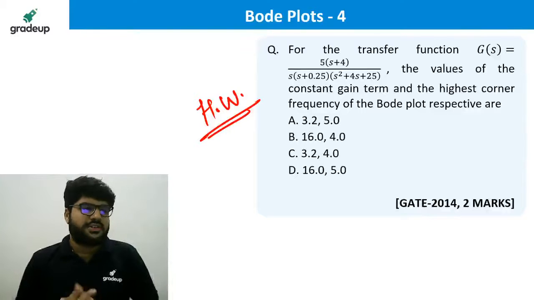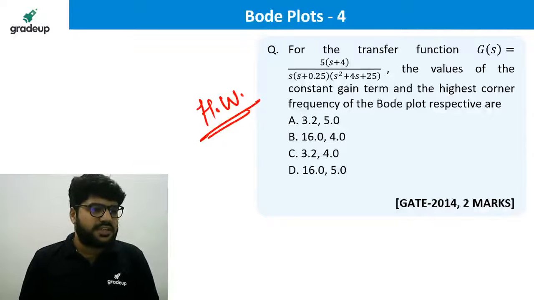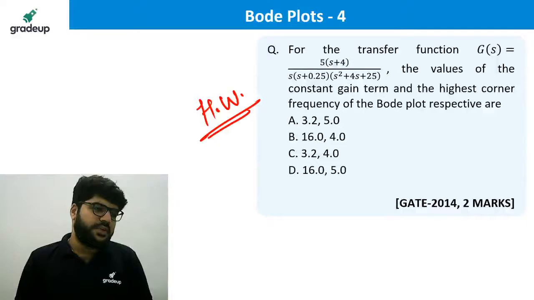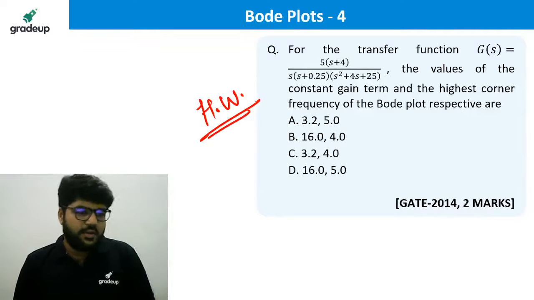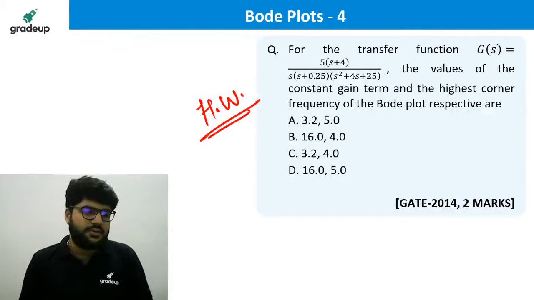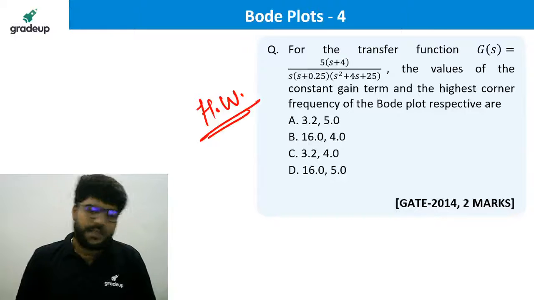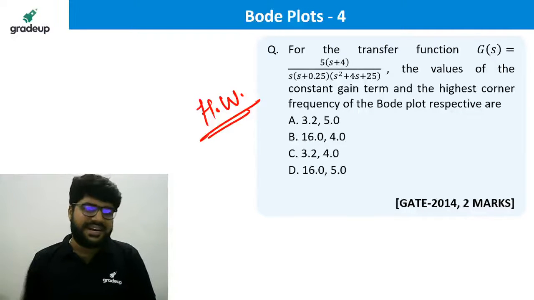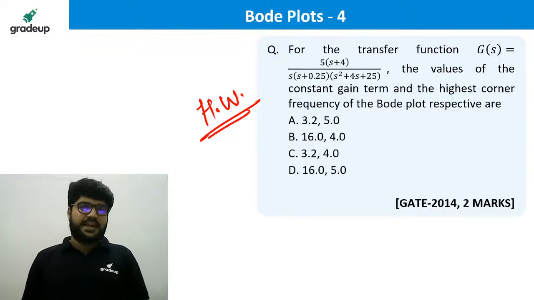Okay, so try this out. The value of the constant gain term and the highest corner frequency of the Bode plot respectively are equal to what? Today also, surprise, you don't see Rakesh sir's class getting over before 2 hours. It's a surprise, but tomorrow we are taking 1 hour of extra practice session.